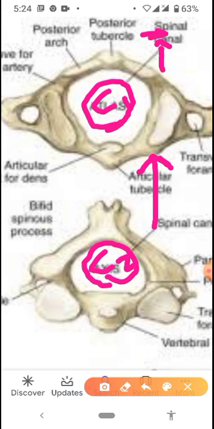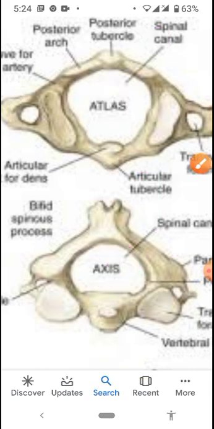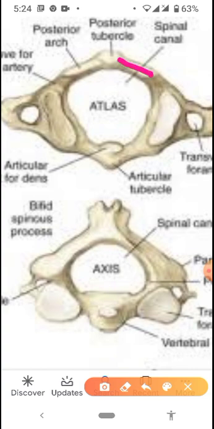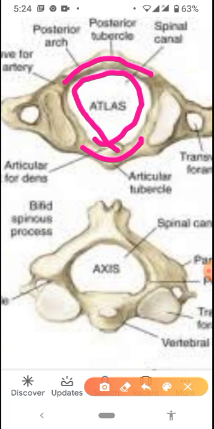Okay, so some important things about C1. You can see there is no body. It has just the posterior and anterior arch, but no body here. There is no body and the vertebral foramen is very large, although it is triangular but very large. And the foramen transversarium is present, but the important thing to memorize is that there is no body over here.